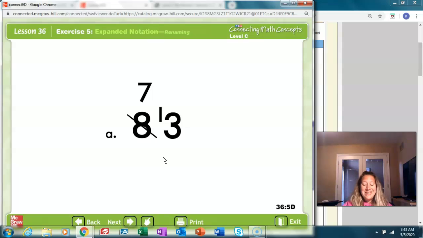Which number are you going to take 10 from? The 20. All right, so cross off the 2 and write the new number above it. What number did you write above the 2? A 1? Great. Now you're going to change the 5 by adding 10 to it. Okay? And check it.